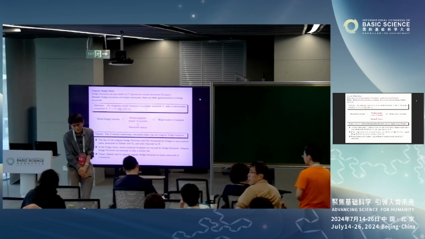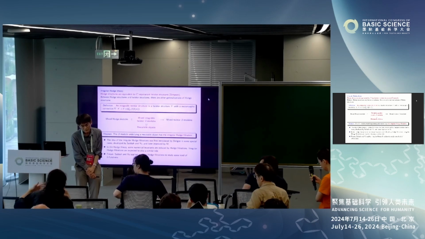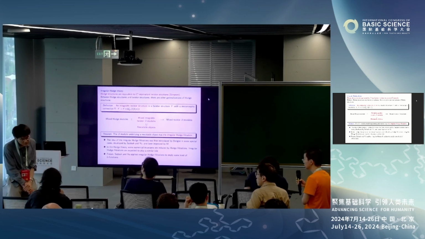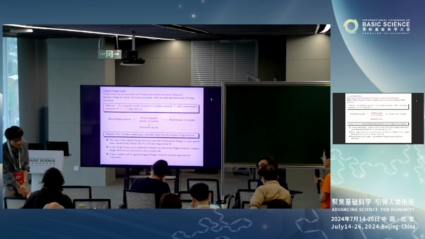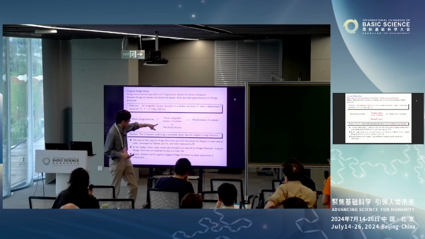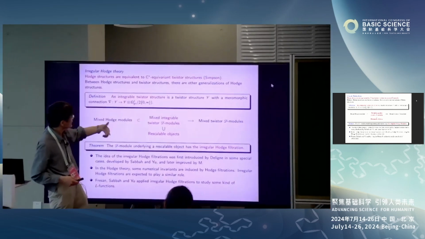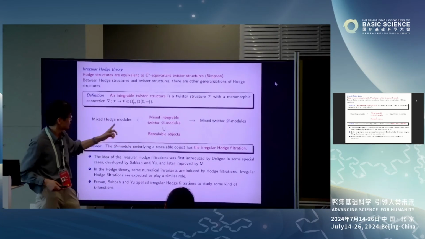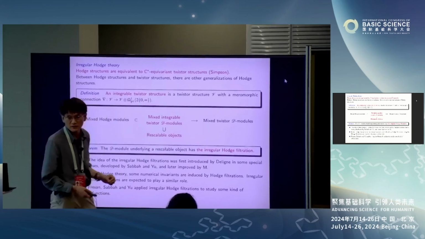Maybe you already mentioned this, but are mixed twistor D modules a strict enhancement of mixed Hodge modules, or are they just enhancements of holonomic D modules? What are the relations between these different things? This is the relation. Mixed Hodge modules form a full subcategory of mixed integral twistor D modules. If we forget the connection in the P1 direction, then we obtain mixed twistor D modules. So this is contained here, and there is some forgetful functor here.